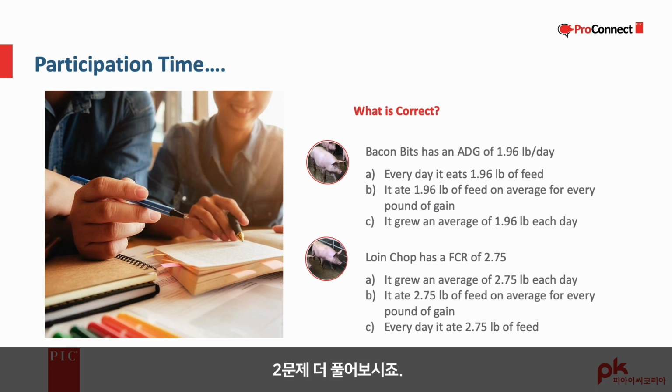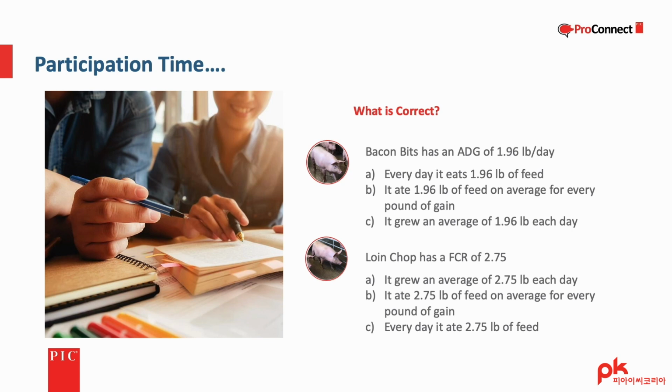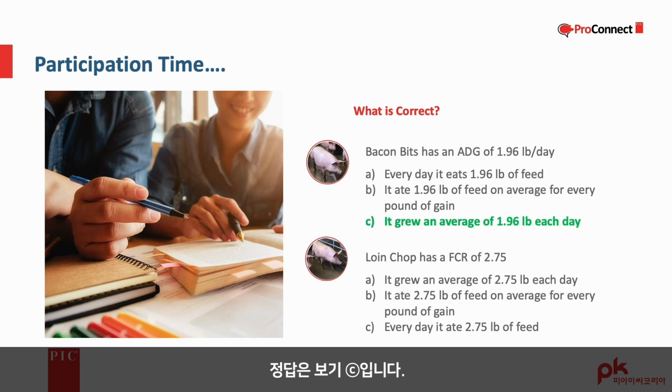Two more questions. Bacon Bits has an average daily gain of 1.96 pounds per day. A, does that mean every day it eats 1.96 pounds of feed? B, it ate 1.96 pounds of feed on average for every pound of gain? Or C, it grew an average of 1.96 pounds per day? The correct answer is C. It grew 1.96 pounds per day.